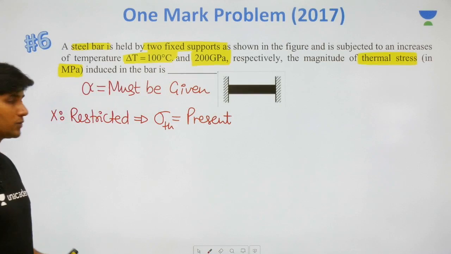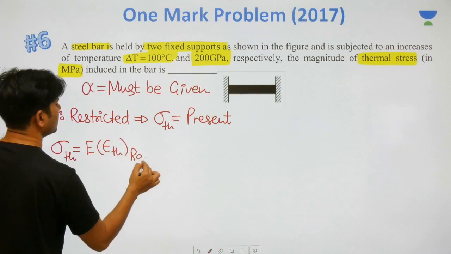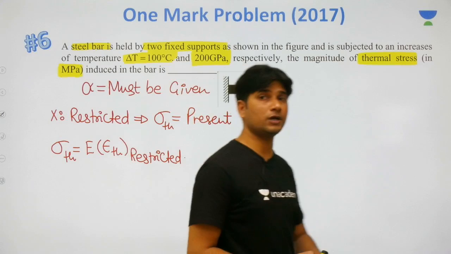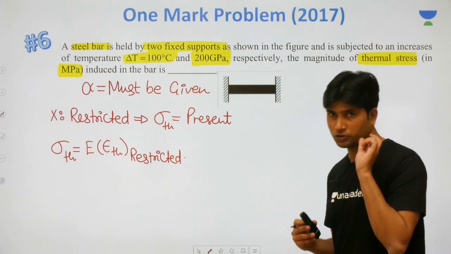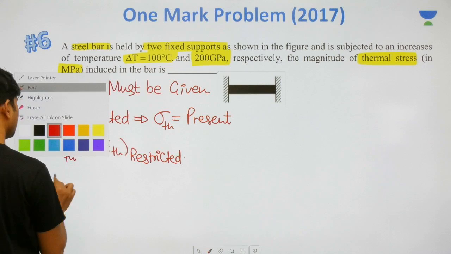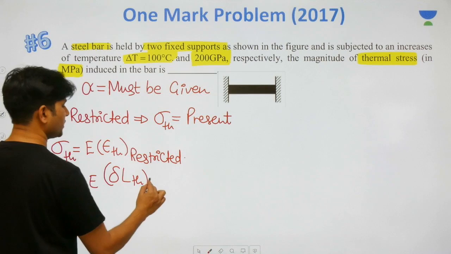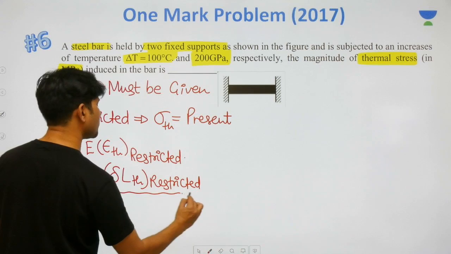Now, how will the thermal stress calculation be done? Thermal stress you will calculate by using Hooke's law, which is E multiplied by epsilon. But I told you that whenever you are using Hooke's law in thermal stress problems, you will have to consider only that part of the strain which is restricted. That part of the strain which is restricted can be written as that part of the expansion which is restricted, that part of thermal expansion which has been killed, divided by original length.